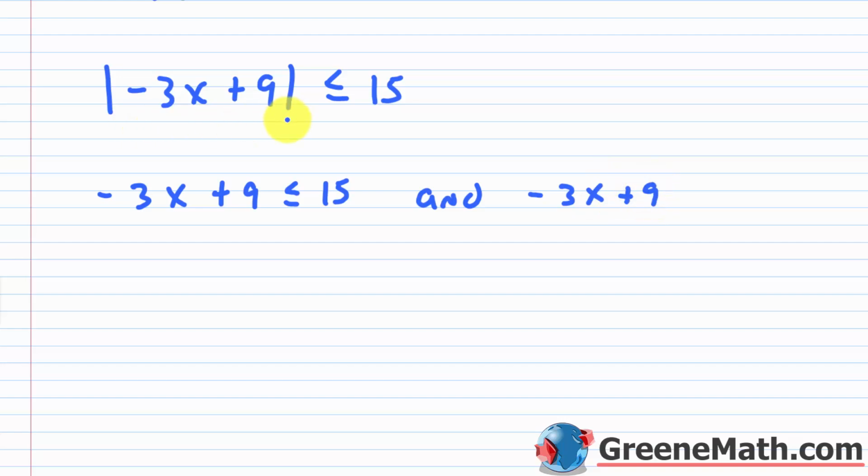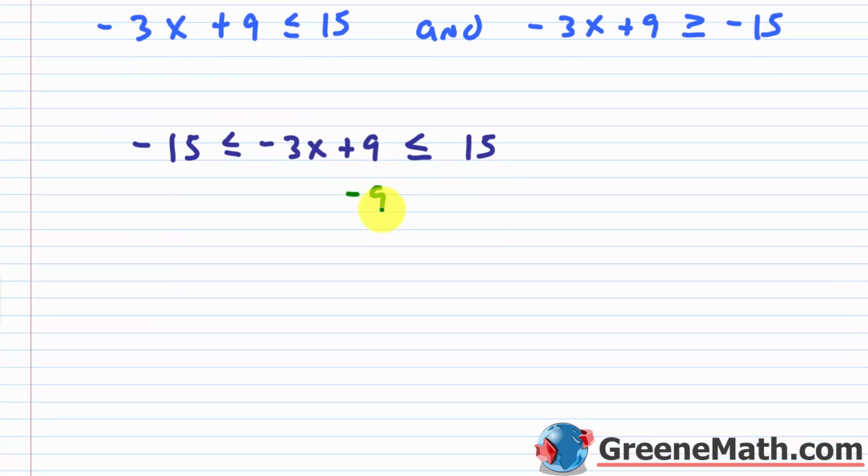Again, remove the absolute value bars. Flip the sign, so it's a greater than or equal to. Make this negative. So this is negative 15. And again, it's easier to just write this as a three-part inequality. Just makes it faster to solve. So negative 15 is less than or equal to negative 3x plus 9, which is less than or equal to 15. All right, let's solve this guy.